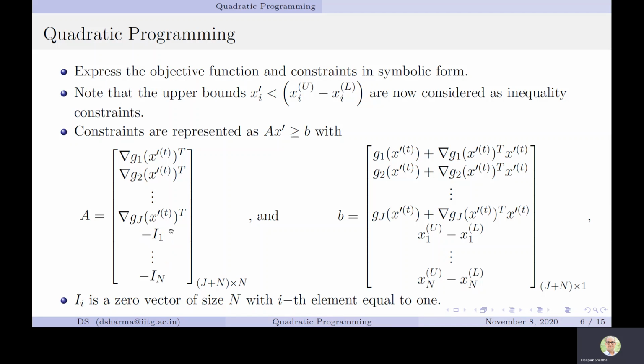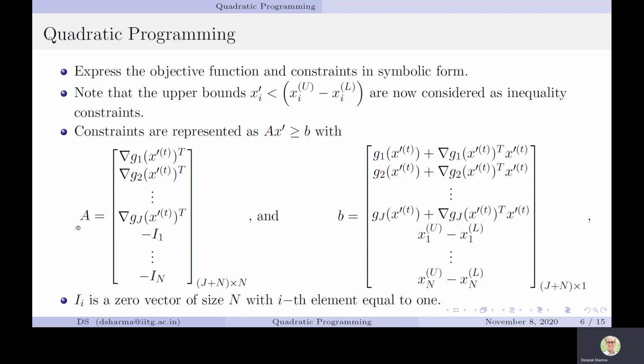Now the point is, what is I1? If you take I, it is going to be a zero vector. Only at the ith element, this is 1. So you can assume that it is one of the columns of the identity matrix, in which if we say I, this means at the ith place it is 1 and the rest of the elements are 0.